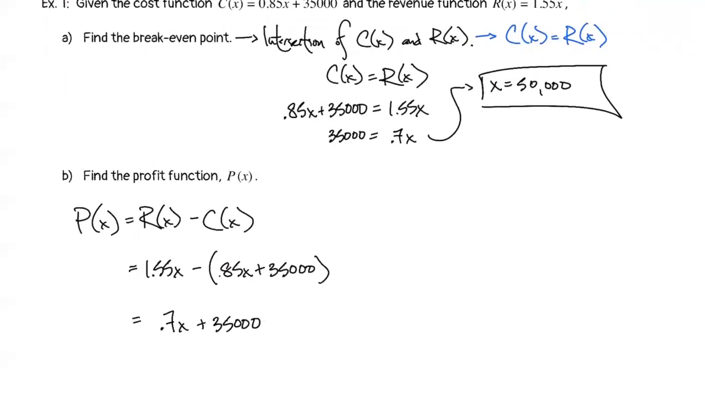True or false? False. Okay, why is that false? What are we missing? You didn't distribute the minus sign to the 35,000. Yeah, right. This minus sign, it's got to go to that plus sign. And so I can remedy that by making sure I distribute and getting 0.7x minus 35,000.